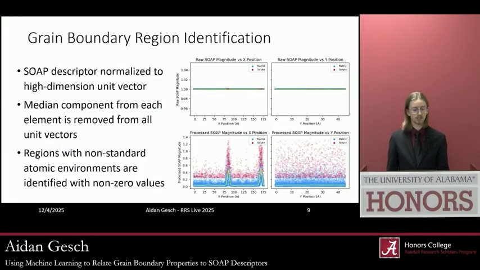We can also use the descriptor for grain boundary region identification. First, we normalize the SOAP vector, which means we set it to be a magnitude of 1 while preserving the angle.